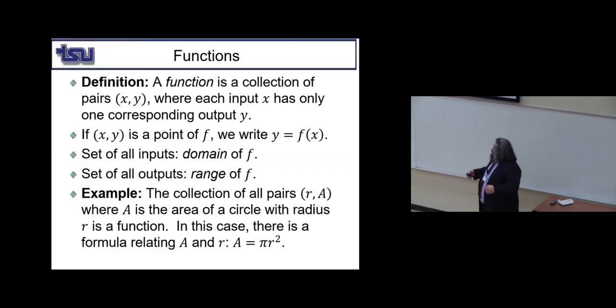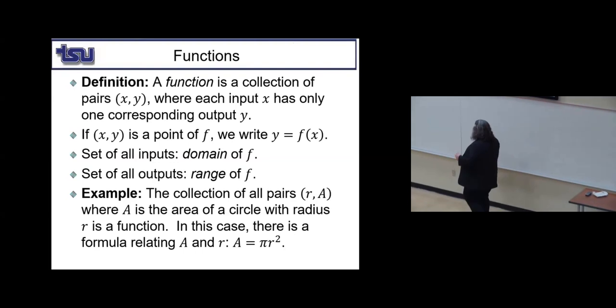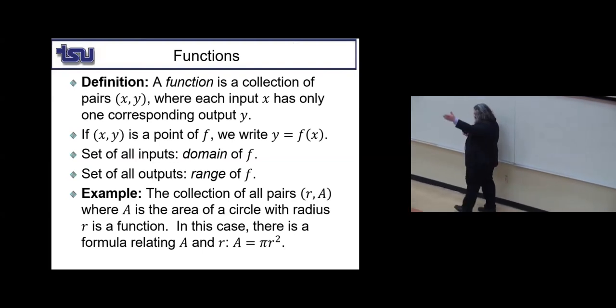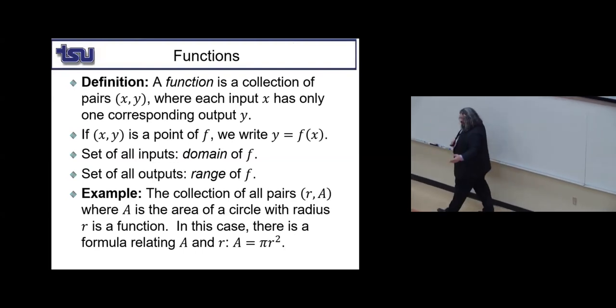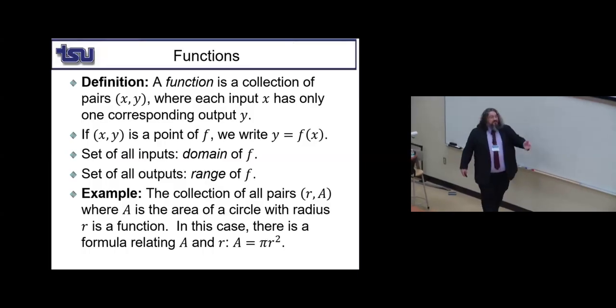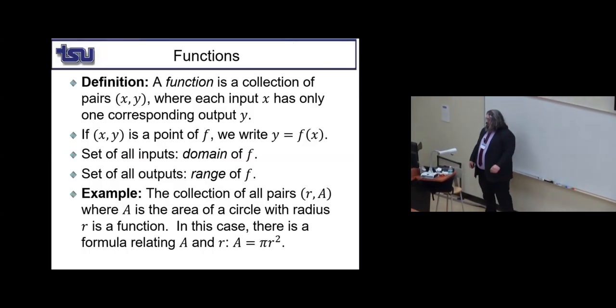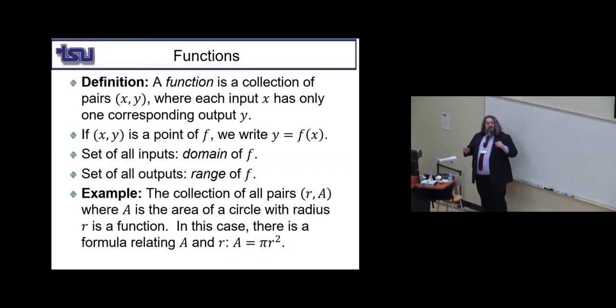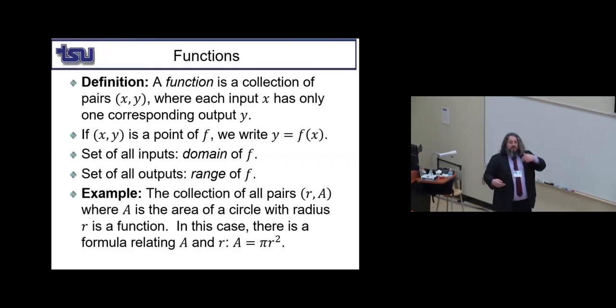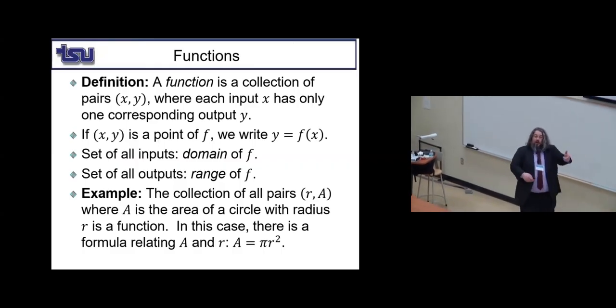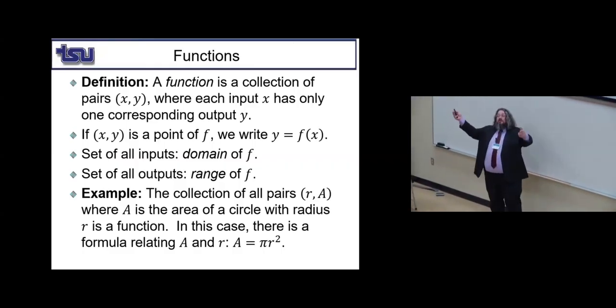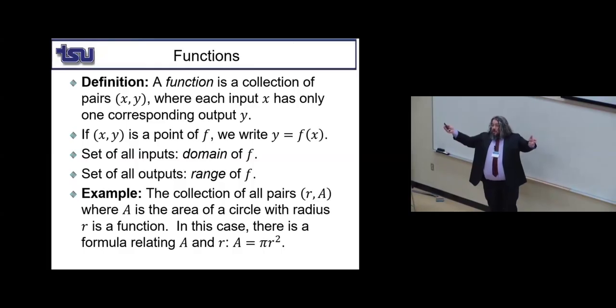Some terminology we have here. If we want to know all the inputs of a function, all the possible inputs you could put in and get something out of it, that's the domain. The set of all outputs that you could possibly get out of the function is the range. And so a very simple, familiar example is that the area of a circle is a function of the radius. You give me a particular radius for a circle, there is one and only one area associated with that circle.